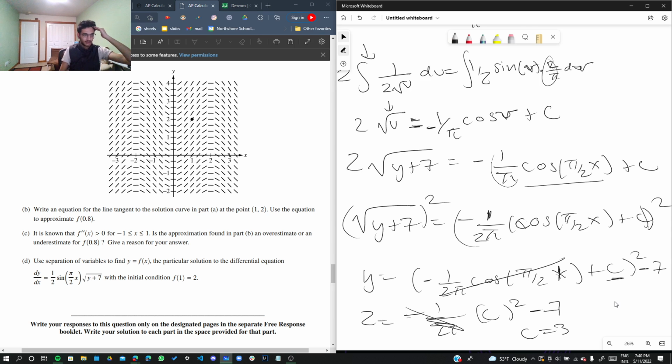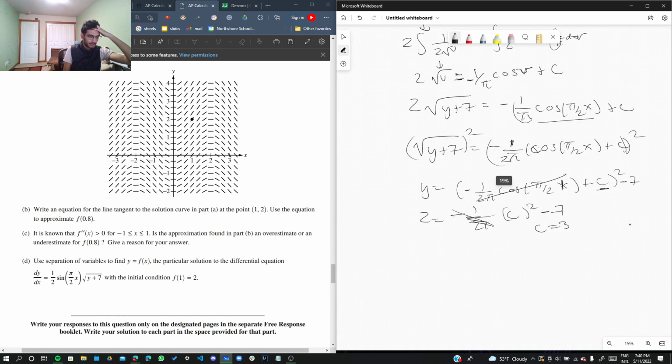So then, yeah, there we go. So then therefore y is equal to negative 1 over 2 pi cosine pi over 2x plus 3 squared minus 7.